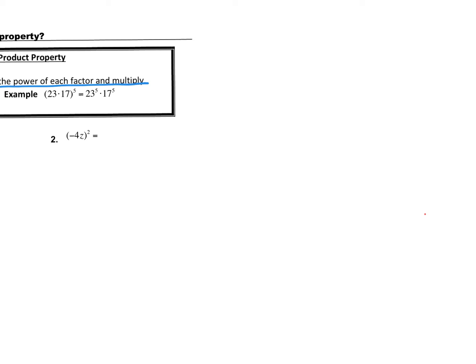All right, question number 2, I have negative 4z to the second power. So let's go ahead. First of all, we're going to look at what it looks like by just writing it out as the 2 exponents. So I'm going to have negative 4z, and because I've got 2 of those, I'm going to have times negative 4z. All right, so I can have negative 4 squared.